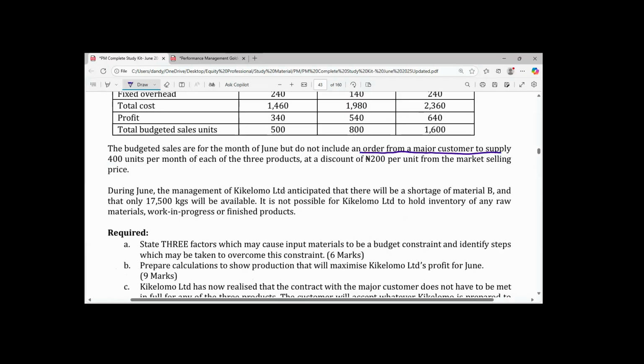During June, the management of Kikelomo Limited anticipated that there will be a shortage of material B and that only 17,500 kilograms will be available. Okay, I can also see a single constraint. It is not possible for Kikelomo Limited to hold inventory of any raw materials, work in progress, or finished products.